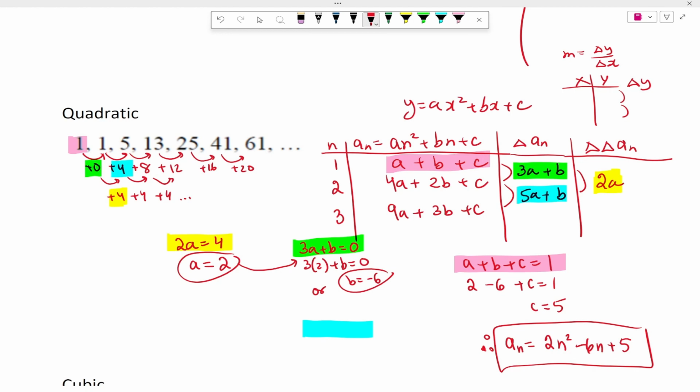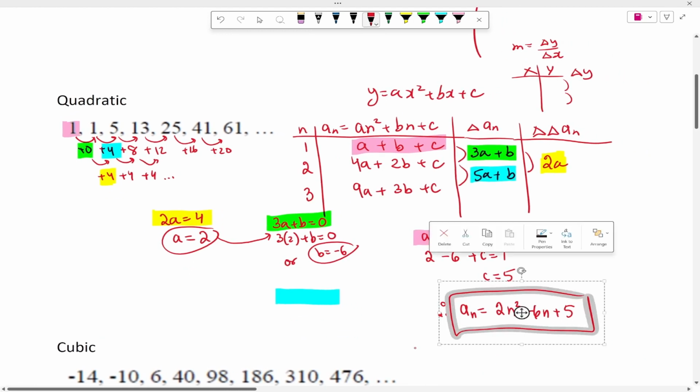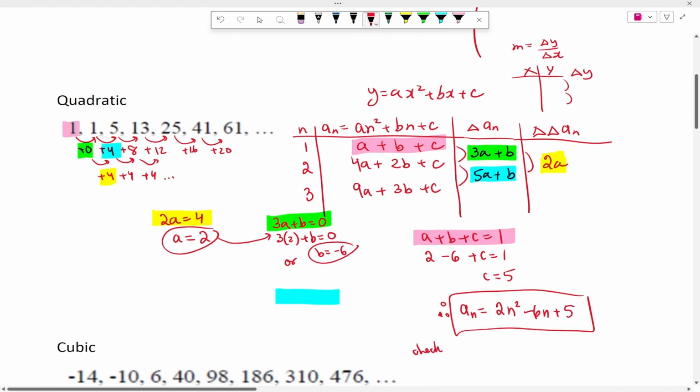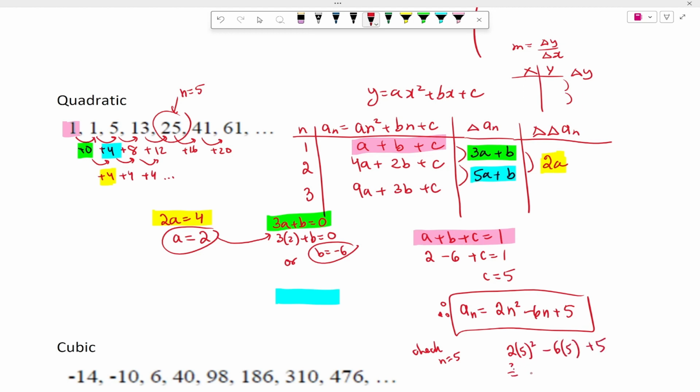Okay. Right? And then you can verify. I would always double check that what you got is okay. So I'd go, okay, that's 1, 2, 3, 4, 5. Let's just choose a random one. So this is where n is 5 and sub in. So n equals 5. You'll have 2 times 5 squared minus 6 times 5 plus 5. Do we or do we not get 25? We should. That's 50 minus 30 is 20 plus 5. Yeah, 25.